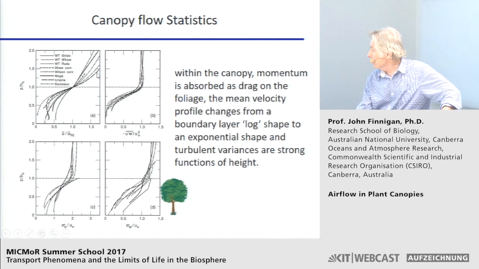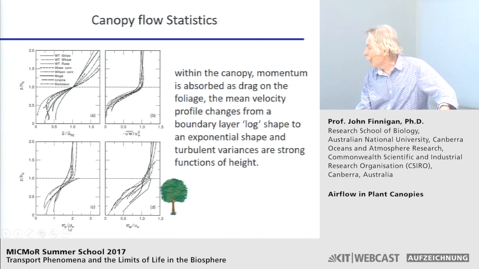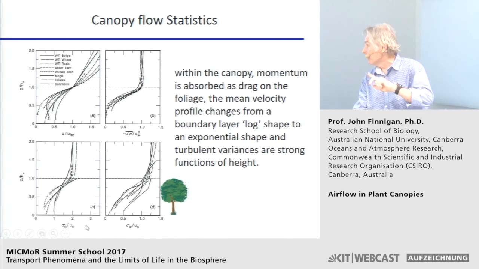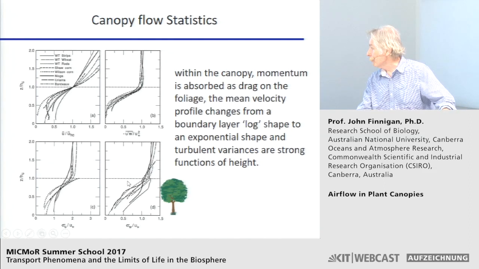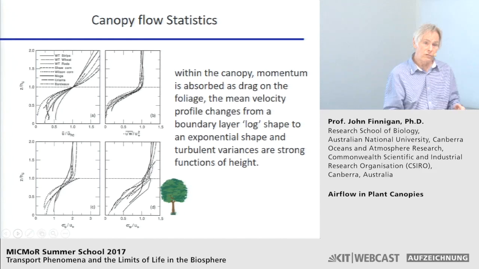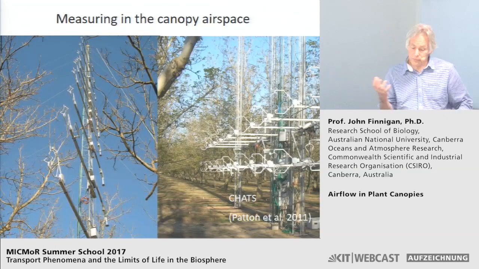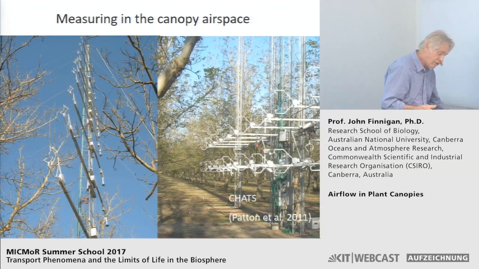The velocity profile itself has this characteristic inflection point as you go from a boundary layer profile to an exponential profile, and the variances of the streamwise and the vertical velocity have a relatively strong height dependence as you get into the canopy. So it departs quite strongly from Monin-Obukhov conditions where these things are assumed to be constant above the ground. So how did we get those statistics, and how do we find this stuff out?